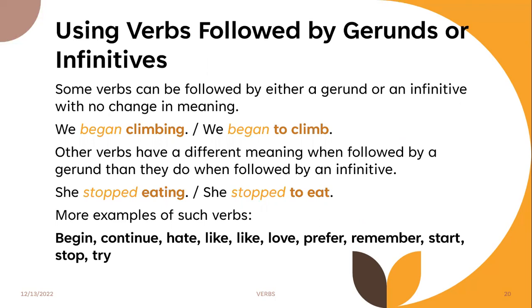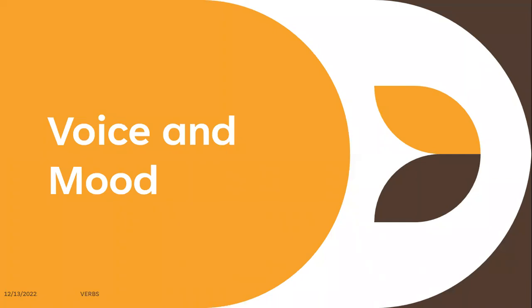Other verbs have a different meaning when followed by a gerund than they do when followed by an infinitive. She stopped eating, meaning that she halted eating. Yeah, she stopped chewing. Versus she stopped to eat. So she stopped somewhere to eat her food. Different meanings. We have the gerund first and then the infinitive. Some more examples of such verbs that can be followed by either gerund or infinitives: begin, continue, hate, like, love, prefer, remember, start, stop, try. And with that being said, we can move on to voice and mood.